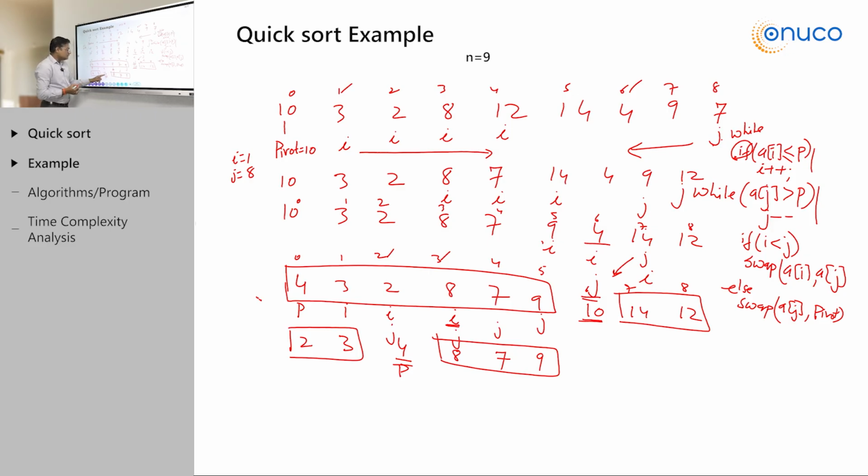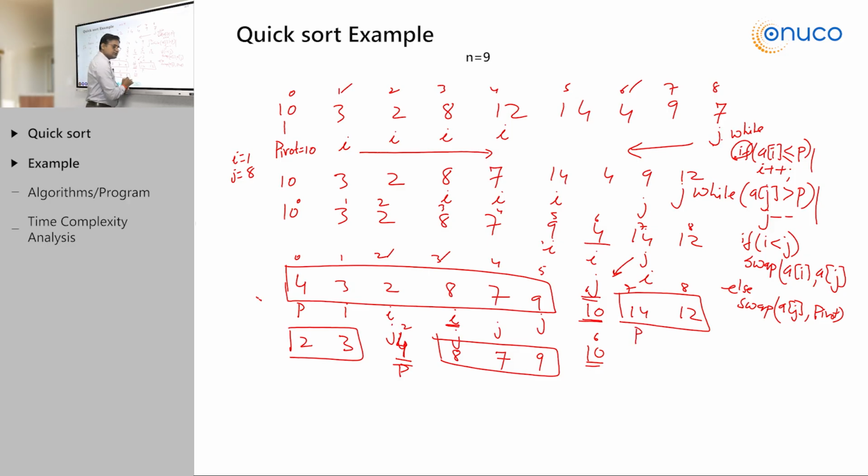Again, this pivot element has divided the array into two parts in such a way that the left side elements are lesser than the pivot and the right side elements are greater than the pivot element. So again, we are not going to do anything with 4. 4 is already there in the sorted place. 10 is already there in the sorted place. We are not going to do anything with that. Done with that? Now, let us see this case.